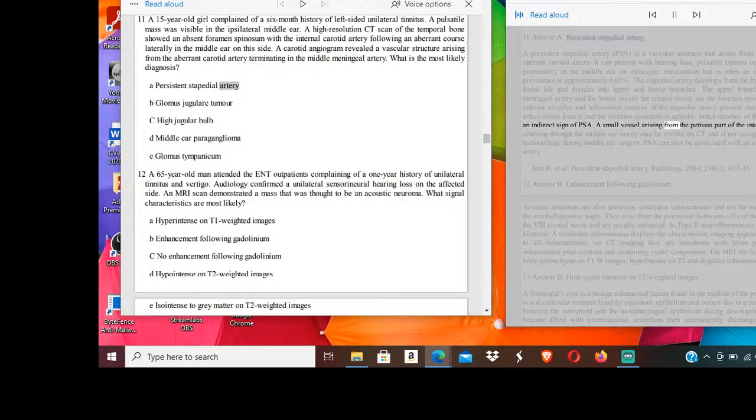A small vessel arising from the petrous part of the internal carotid artery and coursing through the middle ear cavity may be visible on CT, and if not recognized, injury can cause hemorrhage during middle ear surgery. PSA can also be associated with an aberrant internal carotid artery.